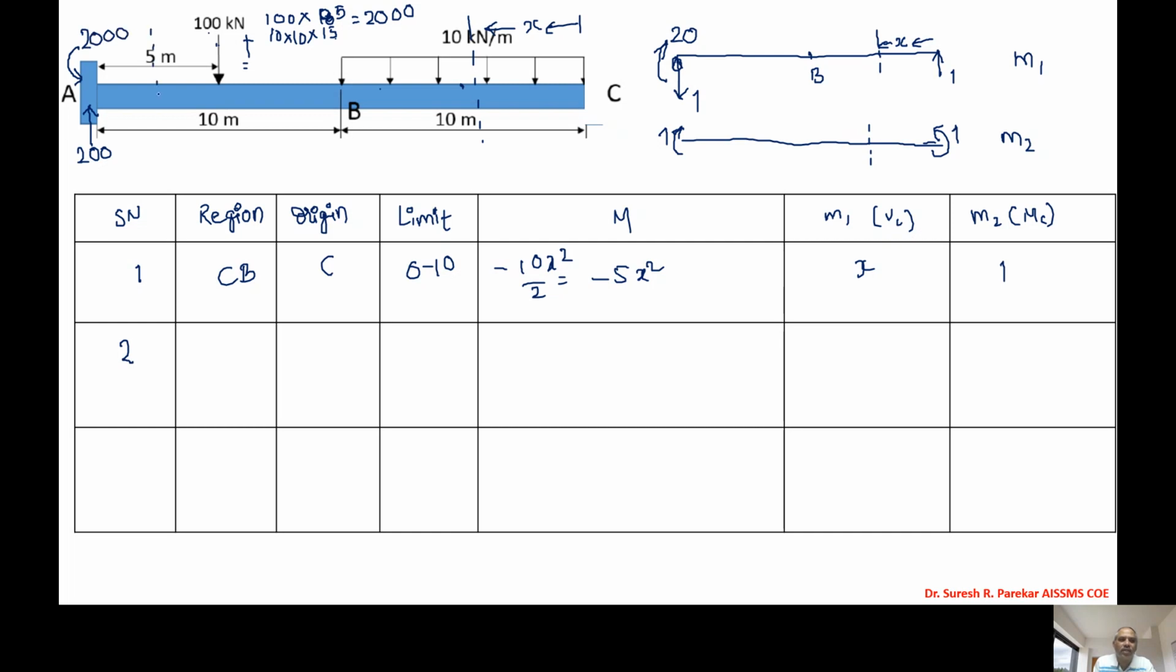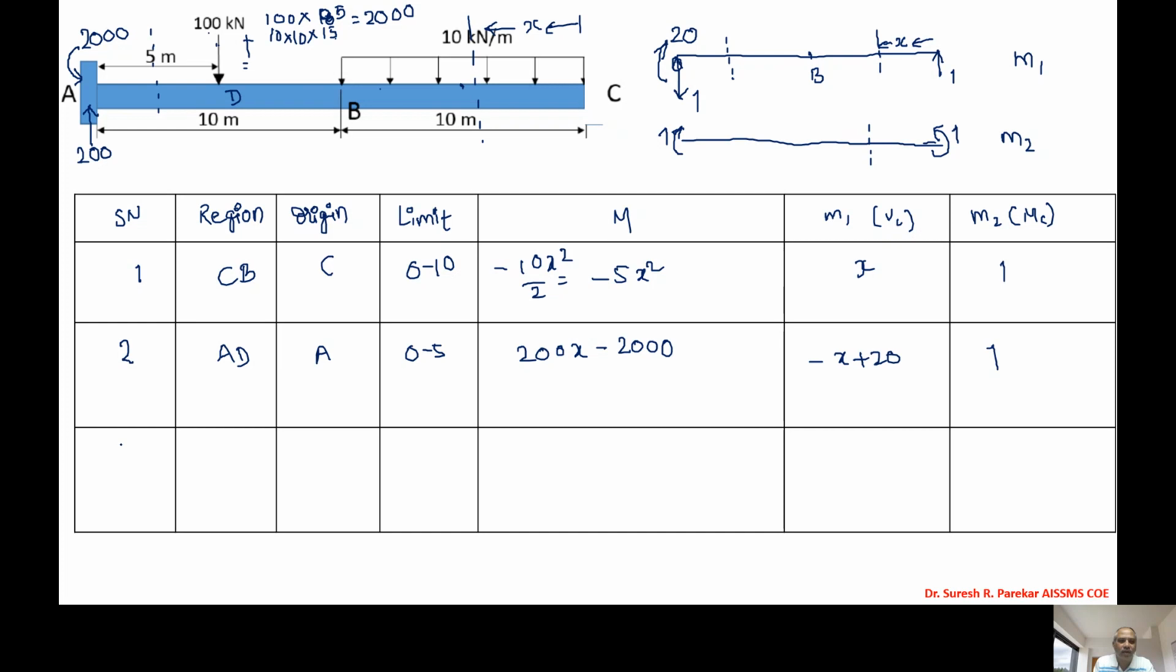Now we have the first portion. I will give this the name D. So we have AD. Origin A, limit we have 0 to 5, and then we have 200 into x minus 2000. Now if we consider from here, we have minus 1x plus 20, so minus x plus 20. And then from this we have again 1, because the moment in that case we will get the value as it is, no change over here.